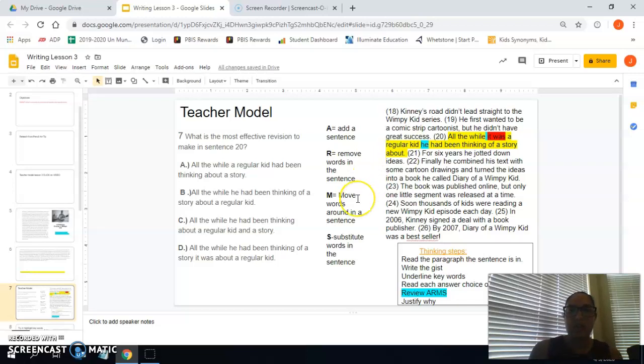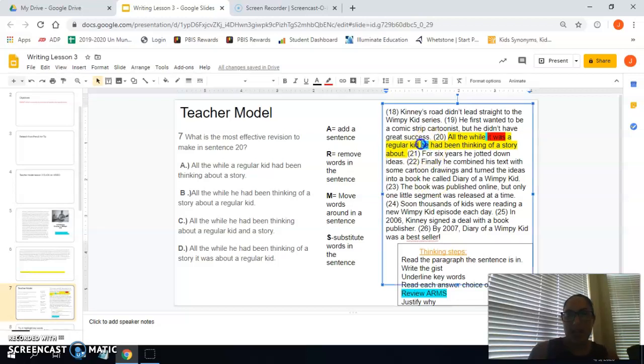Now the next one is move words around in a sentence. "After a while, it was a regular kid he." He, right here, what is he talking about? I think I might have to move this around because "he" in this paragraph is talking about the author, and it's not talking about the kid, the character in the story. He represents the author. So I might have to remove, and I might have to move things around.